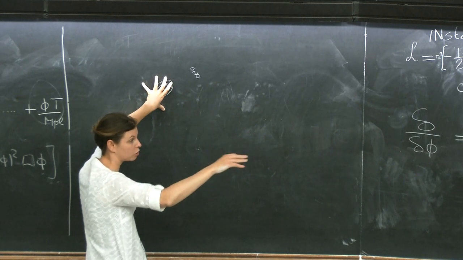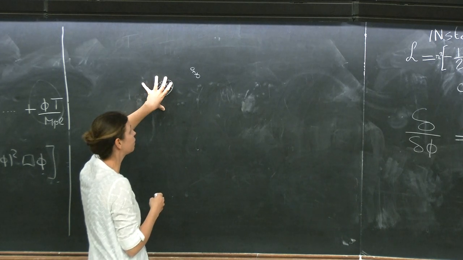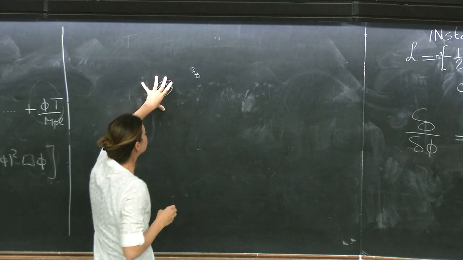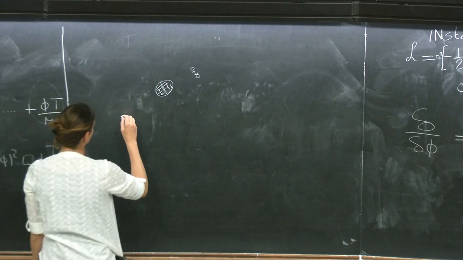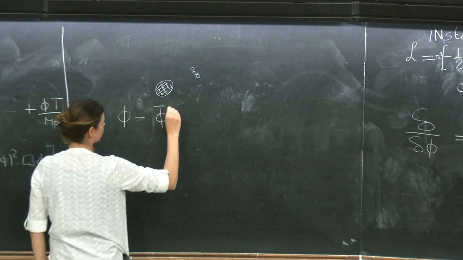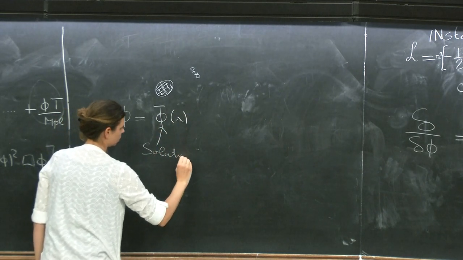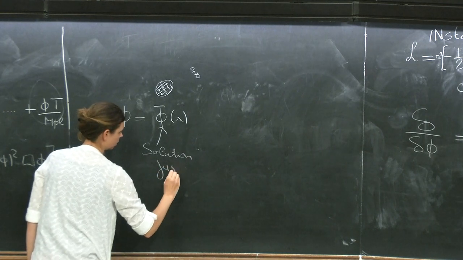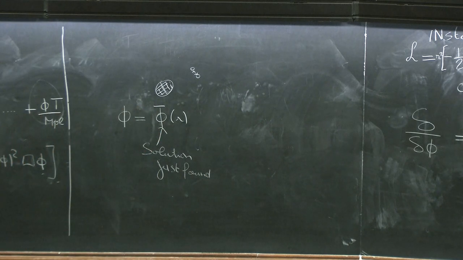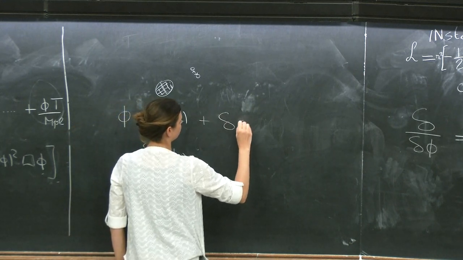We have a large background configuration for pi, for phi here, for the scalar field phi. And then we would like to look at how we're going to have a small force between two test bodies on top of this configuration. So the situation we're considering is the scalar field phi has the background value, which is the solution we have just found, for instance, or you may want to consider more complicated configurations. And then you have fluctuations on top of that.